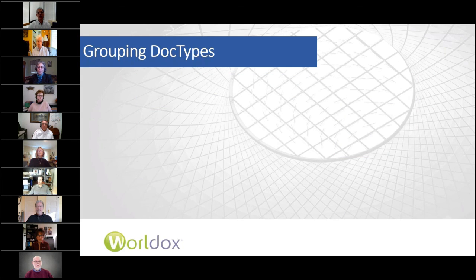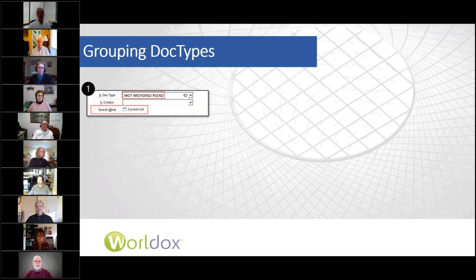Okay, next up we have Sandy. Well, if you do have a lot of doc types and some of them are, let's say, the same, like motions for summary judgment, pleading. You may know where you put your particular motion, but you probably don't know where somebody else would. So if you search a list, which is searching the current list, again, getting back to that search what button, you can change that search what to current list, and you can search for multiple doc types within that list.